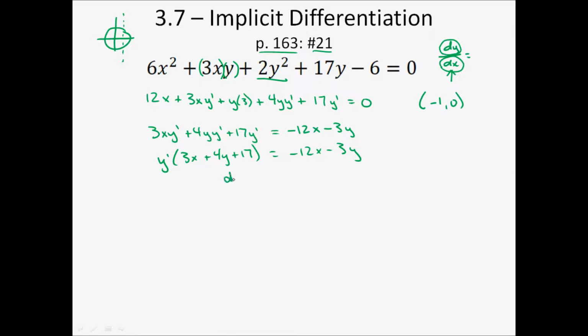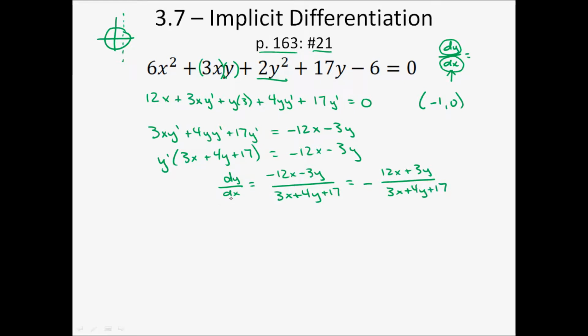Now I'm going to switch back to dy dx notation. I was being lazy by using y prime. But now dy dx equals -12x minus 3y over 3x plus 4y plus 17. And I'm going to do one other thing, just because it bothers me, having these two negatives on top. I'm going to factor that out. So it's going to be 12x plus 3y all over 3x plus 4y plus 17. So that's what dy dx is.